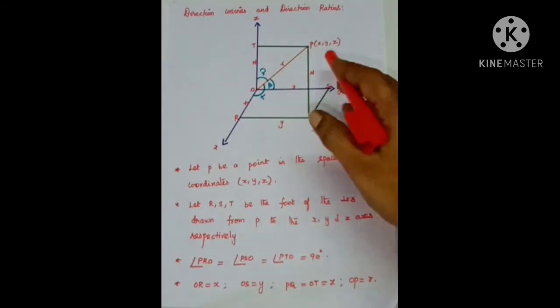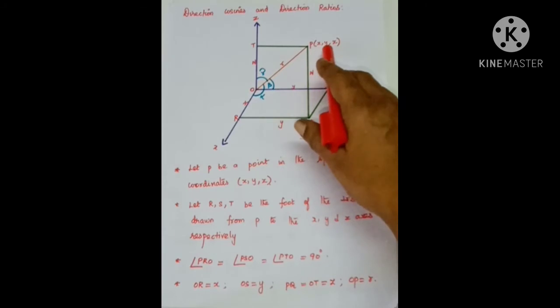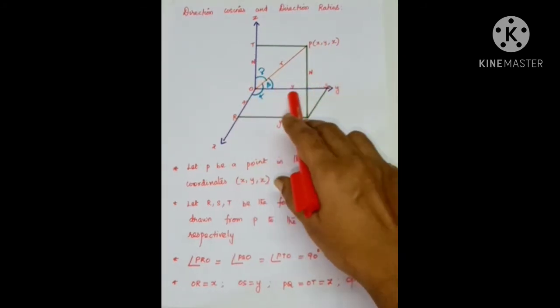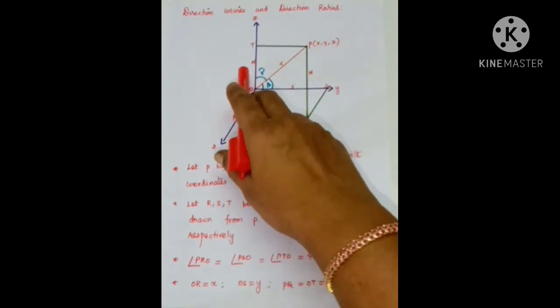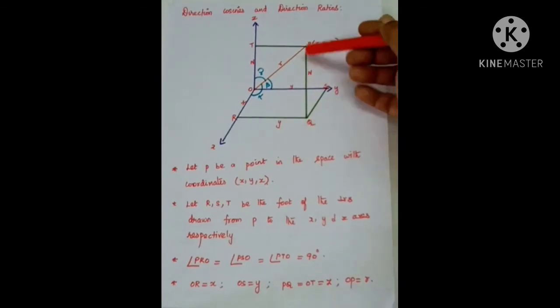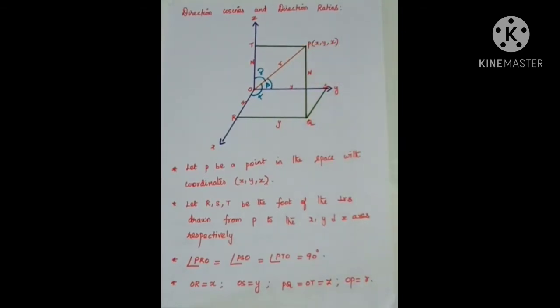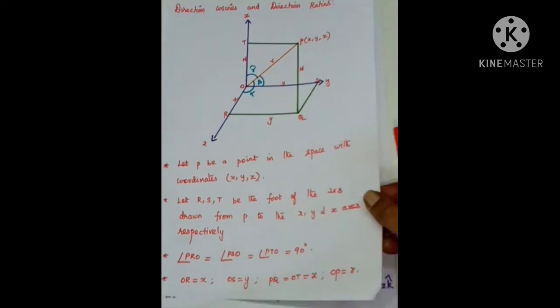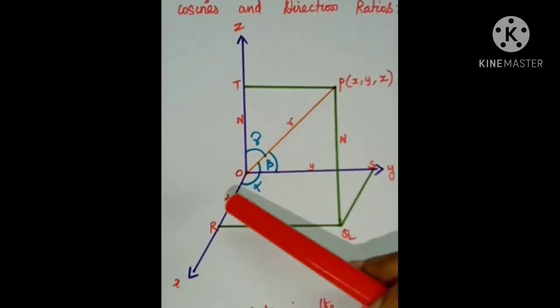And we know that if P has the coordinates x comma y comma z, it means OR is x and OS is y and OT is z. It is not n, it is z. In the same way, QP is also z.